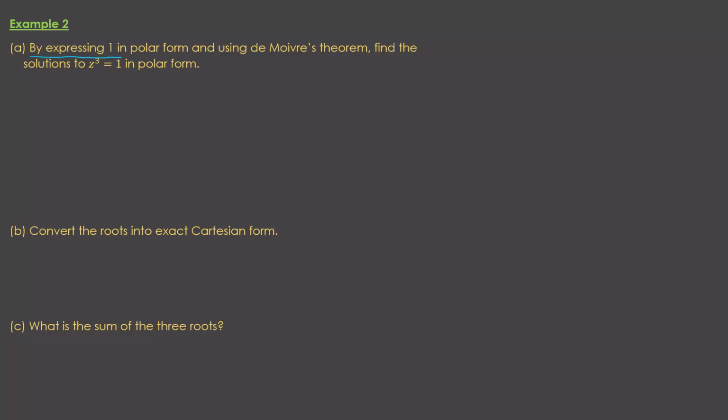By expressing 1 in polar form and using De Moivre's theorem, find the solutions to z cubed equals 1 in polar form. So z cubed is equal to cis 2nπ, where n is an integer, as discussed in the previous example.